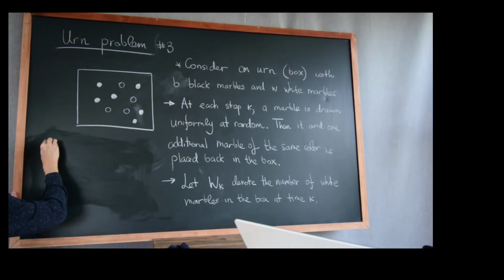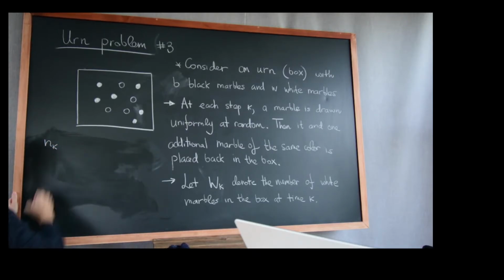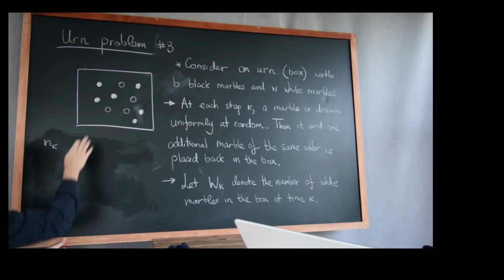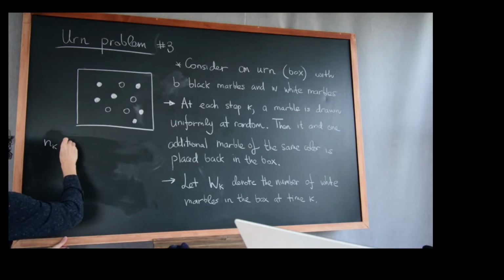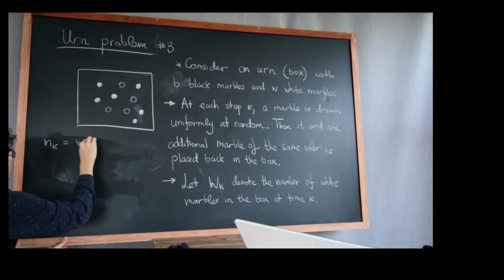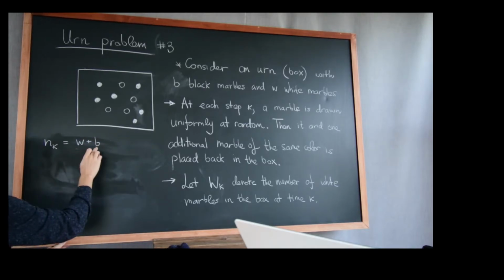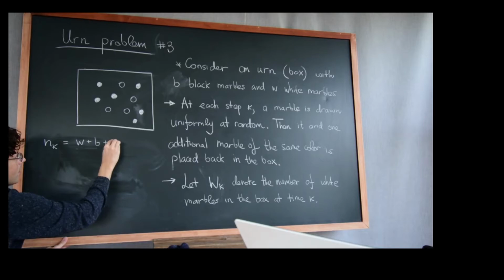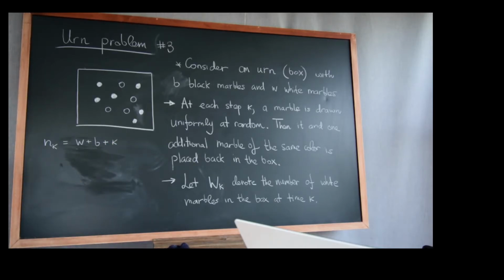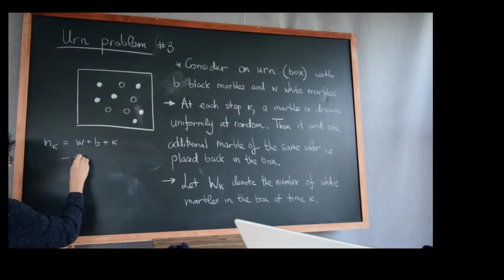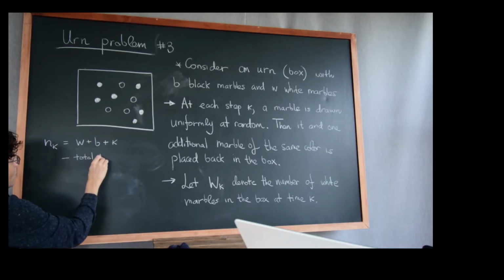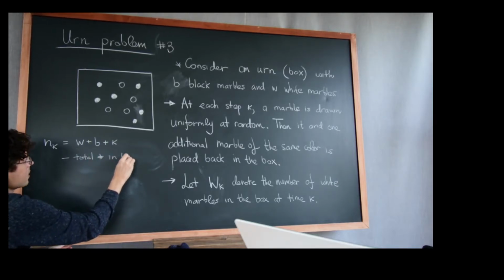And so how about I let n_k be the total number of marbles in the box after step k. This would then be exactly what I wrote down a second ago. It would be w plus b, this is essentially n_0, plus k, because every single pick had me put one back plus an additional one. So this is showing that the total number of marbles in the box is growing. So this is the total number in box by step k.